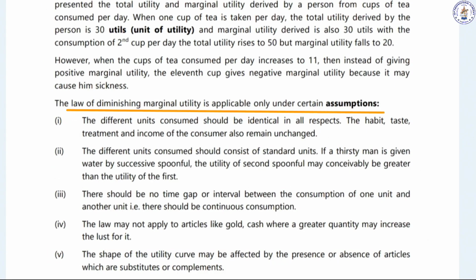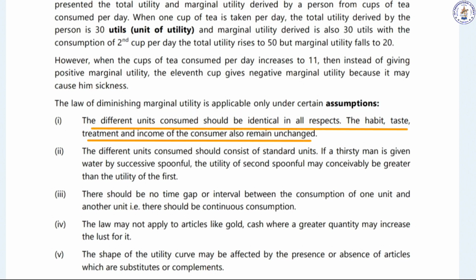Now there are certain assumptions for this marginal utility. What are they? The first one is that the units consumed are considered to be identical. One cup of tea is the same as the second cup of tea, and all the preparation and the measurement are assumed to be the same, whereas the habit, the taste, the temperament and the income of the consumer also remain unchanged. The units should be identical. That is the first assumption.